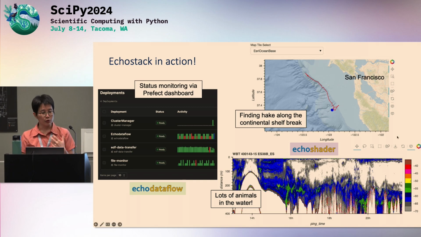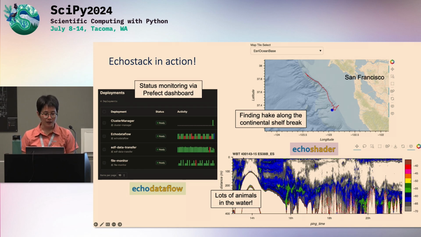On the right-hand side, we use the Echoshader function to find out what the ship has been doing. We don't communicate with the ship very frequently because they are busy doing their thing, but we just take a look at what's going on with our cloud monitoring. This is actually yesterday's track. They were trying to find hake along the continental shelf break at a place right outside of San Francisco Bay. So this was pretty cool.